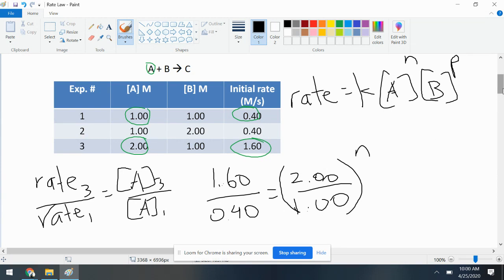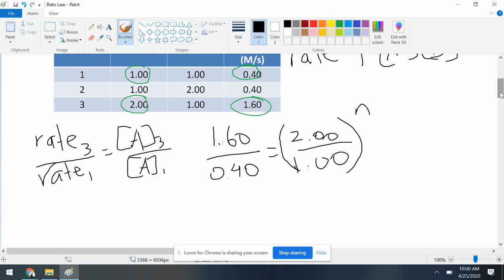Okay, so now I'm going to go back. I'm going to solve it. So 1.60 divided by 0.4, that would give you 4. Okay, again, you probably don't need a calculator. You can probably do this in your head. 2.00 divided by 1.00, that will give you 2. Okay, power of n. So it looks like n is going to be equal to 2. Okay, so it looks like the reaction order for A is going to be 2. And again, I will come back to what this means if it's 0, 1, or 2.